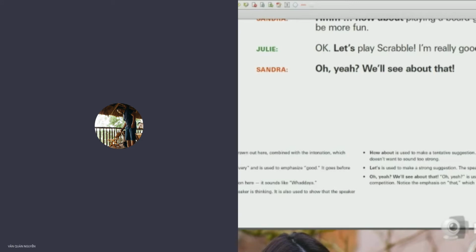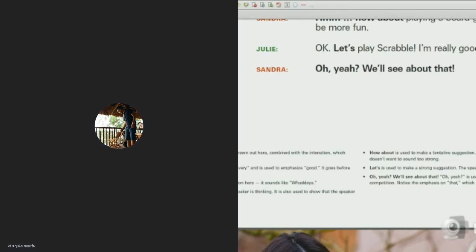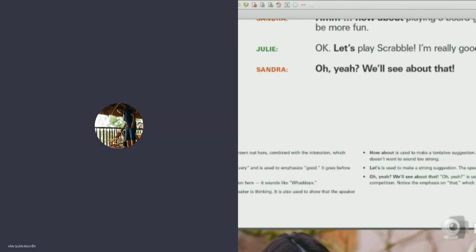Okay, let's continue. "Let's" is used to make a strong suggestion. When you use "let's," you are giving a strong suggestion, meaning that you would like everyone to do it. So the speaker feels confident about the plan.